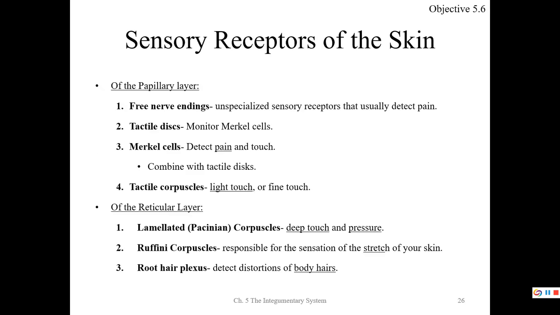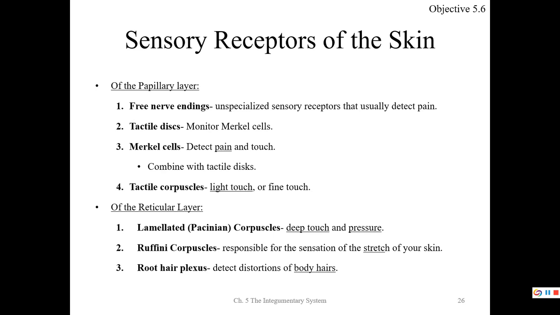Now, the receptors of the skin, these are some things I definitely will be testing on. They're free nerve endings. They are very unspecialized. They usually detect pain. There are tactile discs, which also do some touch. They monitor the Merkel cells. The Merkel cells detect pain and touch. They combine with the tactile discs. The tactile corpuscles do light touch, what we call fine touch. Some people call this two-point touch.